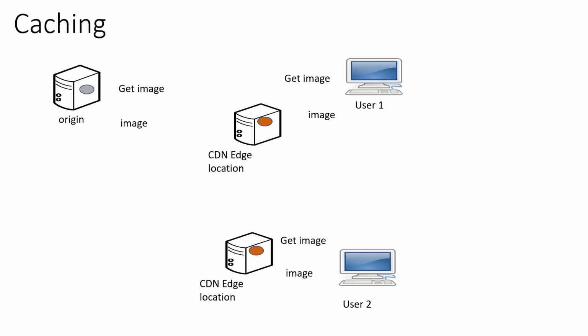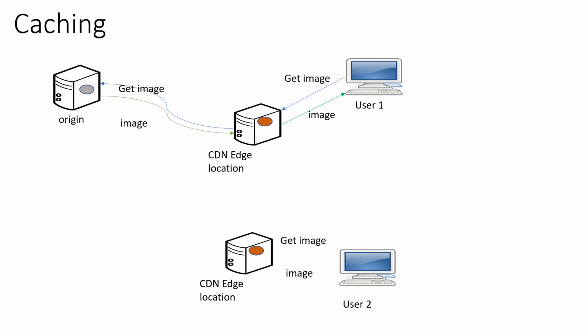User 1 tries to get an image. The user goes to the closest CDN edge location. The edge location goes to the origin. The origin responds back with the content and the edge location has the content now. And the edge location forwards it to the end user.